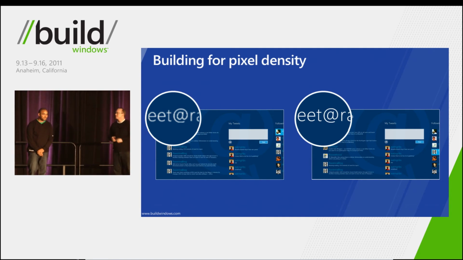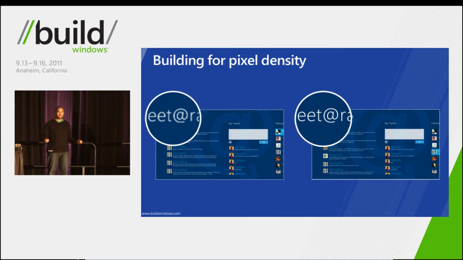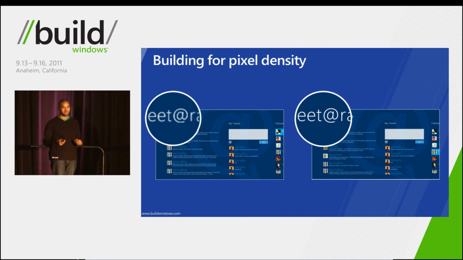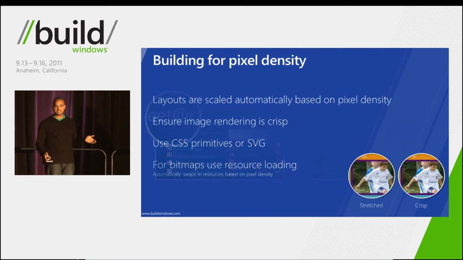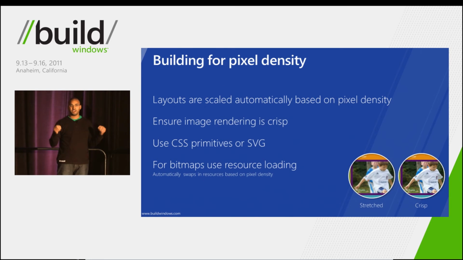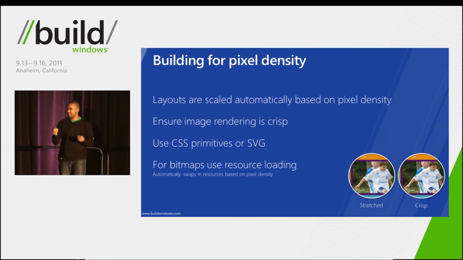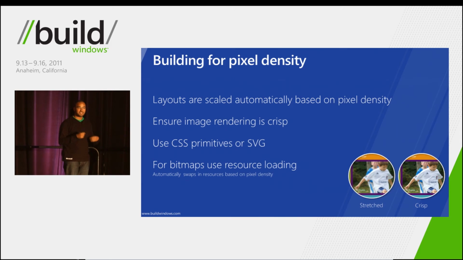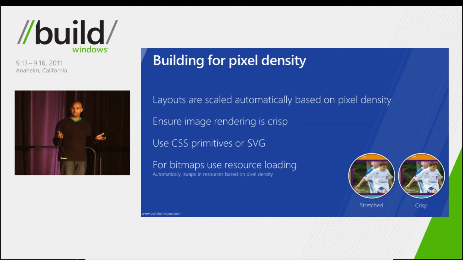So the great news about pixel density is that Windows does most of the heavy lifting for you. So those 3 scale percentages that I was talking about before, those are scaled automatically to all Metro-style applications. And so all of those CSS pixels or CSS units that you're using automatically become device-independent units. So that's great news. The one consideration that we do have is around images, right?